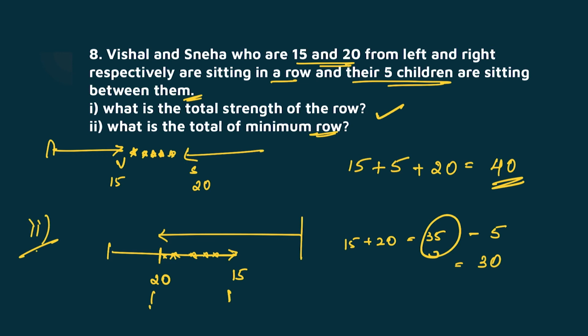given informations. Here in the question we have to interchange the position of Vishal and Sneha and remove the in-between members between them, and also the two persons given in the data, that is Vishal and Sneha. So subtract 2 from 30, you get 28. So 28, it is the minimum row.